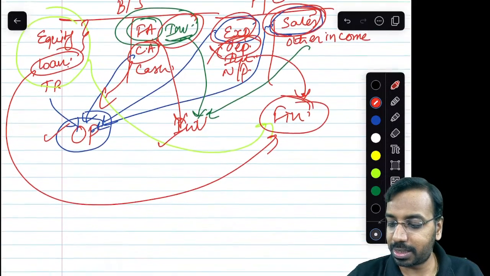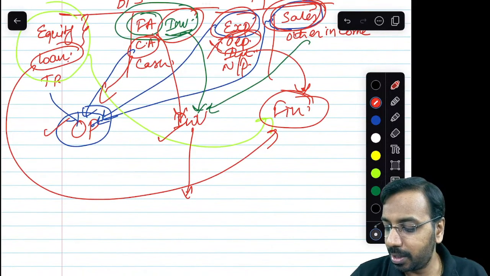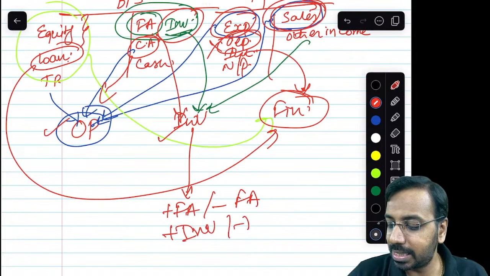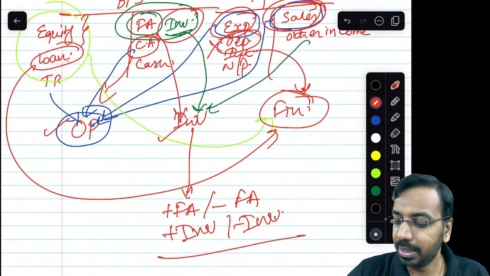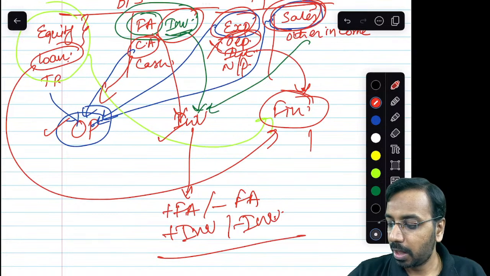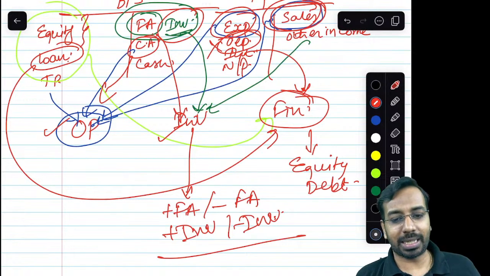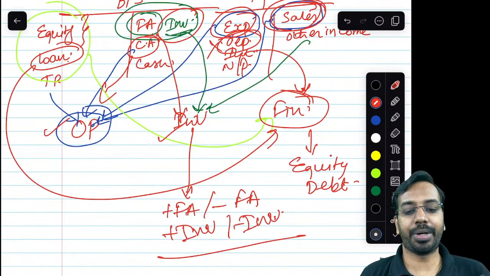Now other way to understand this is, investing activity means any addition to fixed asset or deletion from fixed asset, any addition to investment or any sale of investment, that comes under investing activity. Financing activity means if I have raised money or repaid money, something to do with the equity and debt, rest all activities I can bucket them under operating activities.